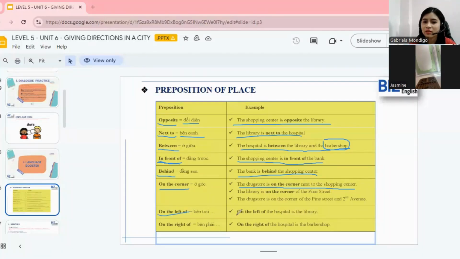On the left of. On the left of the hospital is a library. Very good. On the right of. On the right of the hospital is the barber shop. Good job. Thank you so much for reading. So far, do you have questions or do you understand all the words?